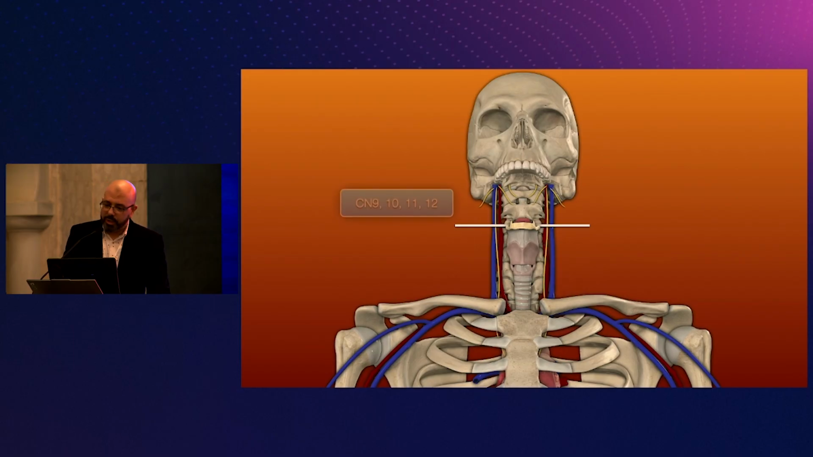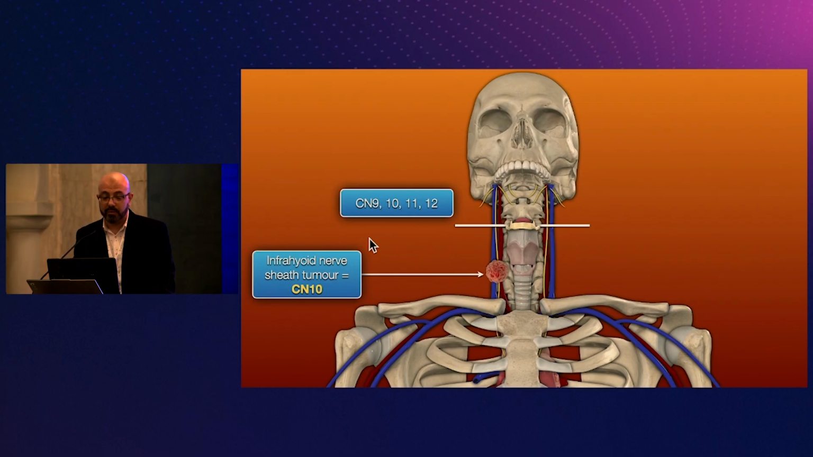At the level of the hyoid, just above the level of the hyoid, 3 out of the 4 nerves will leave the carotid space. These are number 9, 11, and 12. Only cranial nerve number 10 will continue below the level of the hyoid, which is, again, an important clue. If you have a nerve sheath tumor below the hyoid, it's not going to be number 9, 11, or 12. It's going to be a vagus nerve sheath tumor.